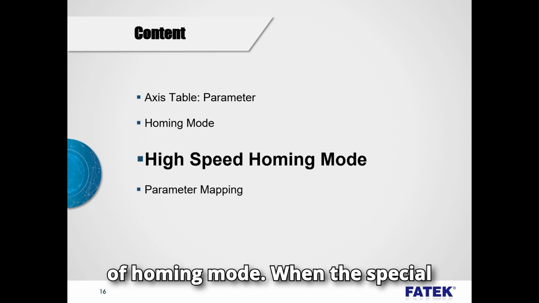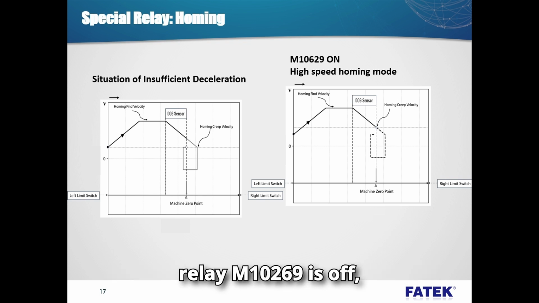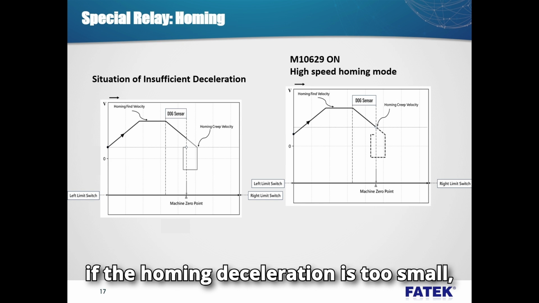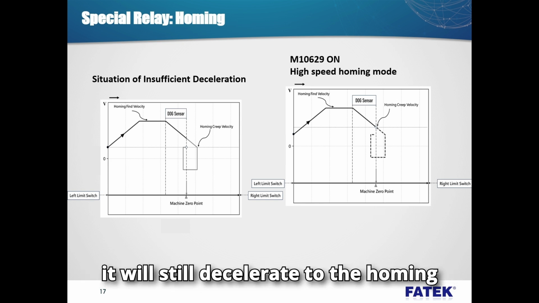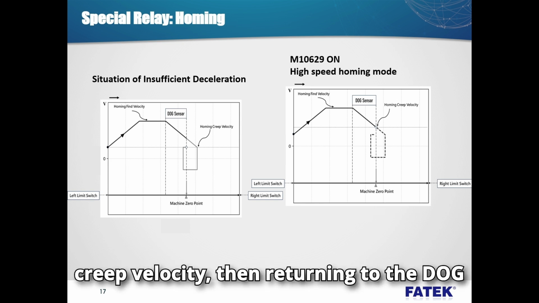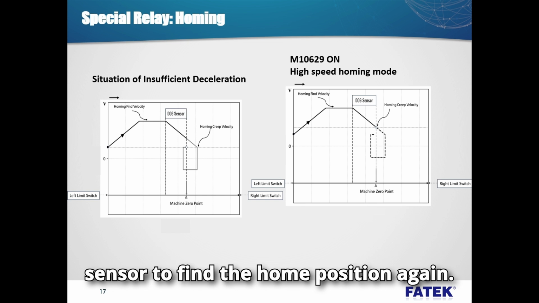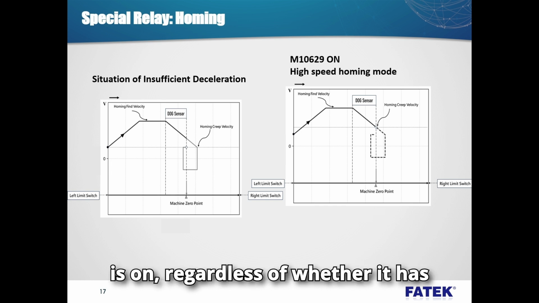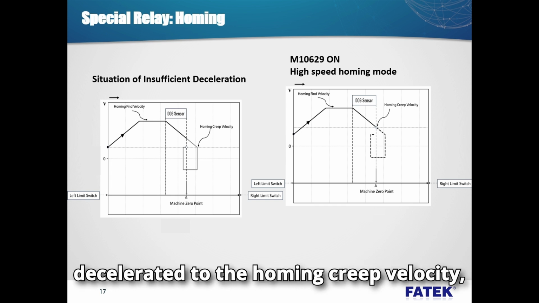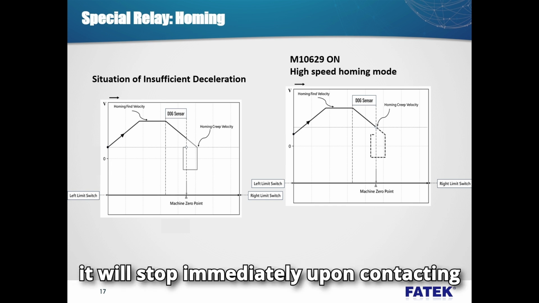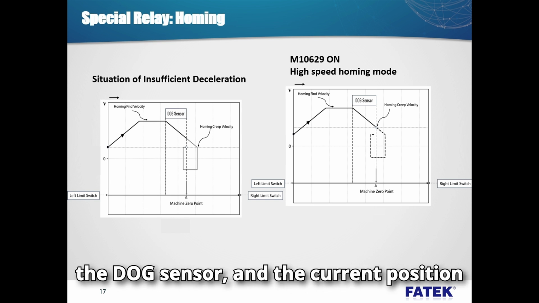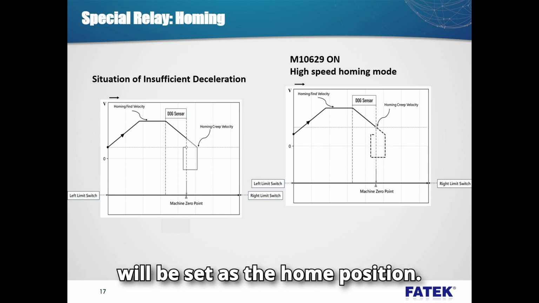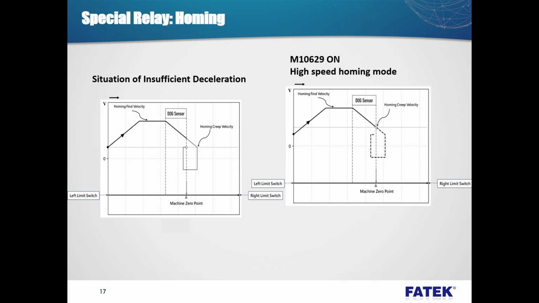homing mode. When the special relay M10269 is off, if the homing deceleration is too small, it will still decelerate to the homing creep velocity, then return to the dog sensor to find the home position again. When the special relay M10269 is on, regardless of whether it has decelerated to the homing creep velocity, it will stop immediately upon contacting the dog sensor, and the current position will be set as the home position.